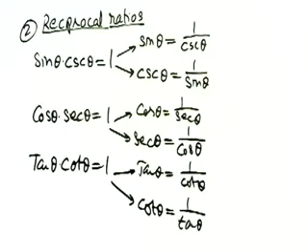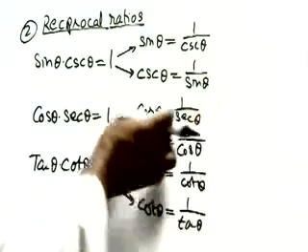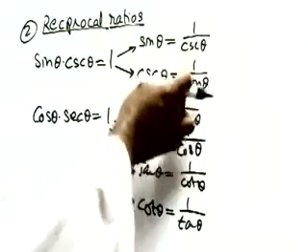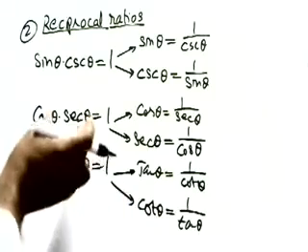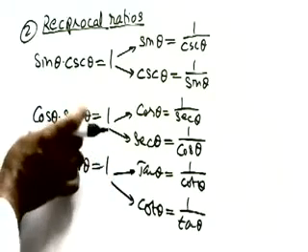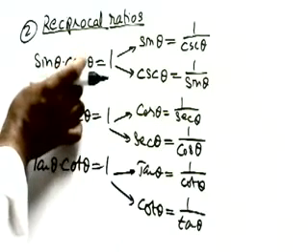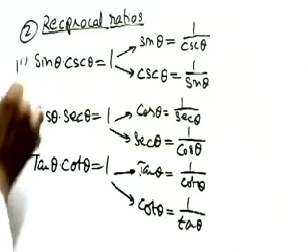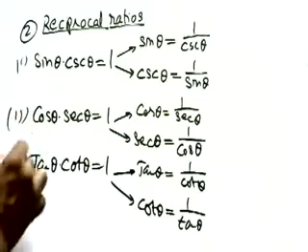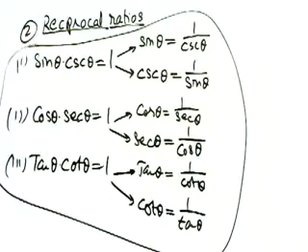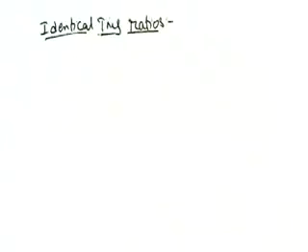So we must be perfect in all these reciprocal ratios. Suppose somewhere we get 1 by secant theta, we can use cos theta. If we have to change cosec theta into sin theta, we can write 1 by sin theta. Or if we get the product tan theta into cot theta, we have to write 1. Or cos theta into sec theta is 1, sin theta into cosec theta is 1. So from these 3 formulas, we get 6 more formulas. You must learn all these formulas by heart.